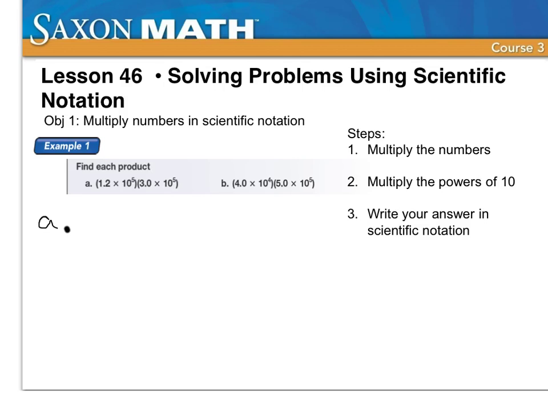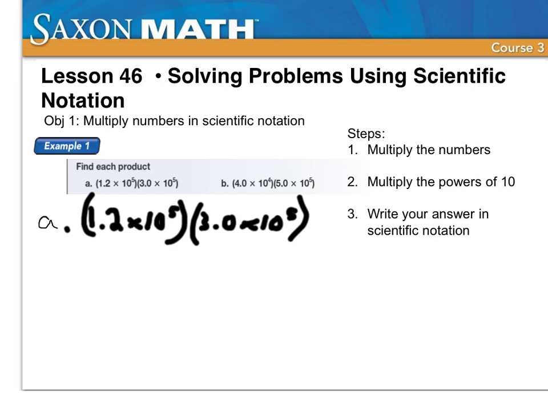First thing I'm going to do is write down the problem. So it's 1.2 times 10 to the 5th, and we're taking that times 3.0 times 10 to the 5th. Step 1 is to multiply the numbers. So the numbers that I'm multiplying are 1.2 times 3.0, and that's going to give me 3.6.